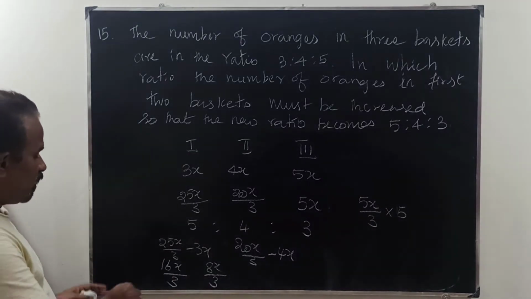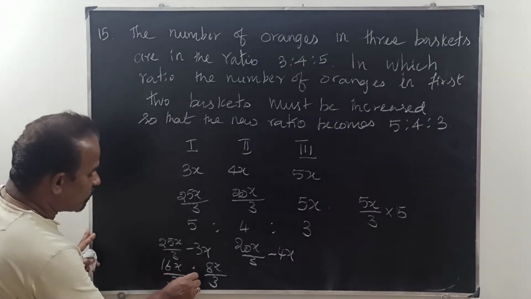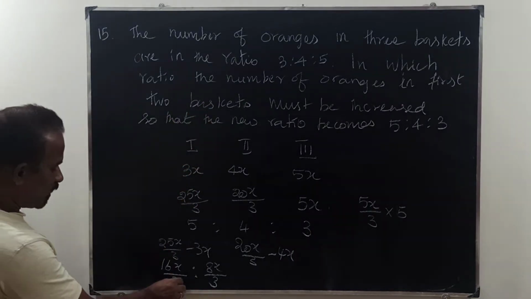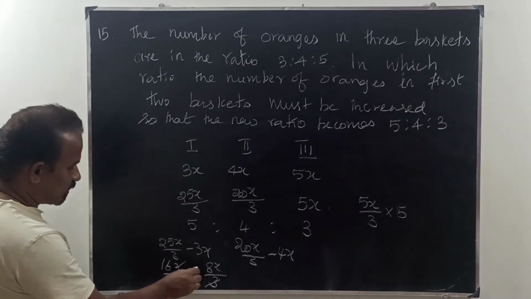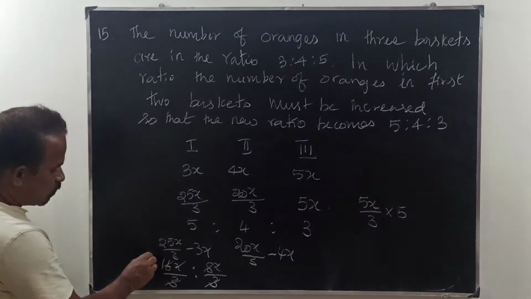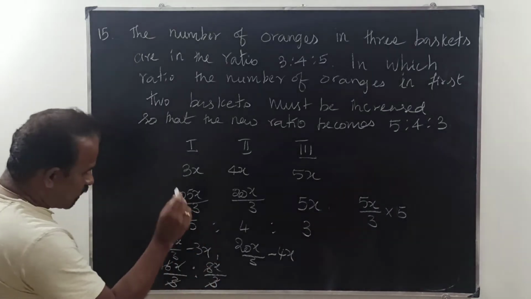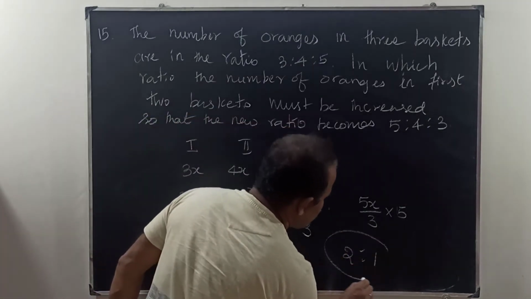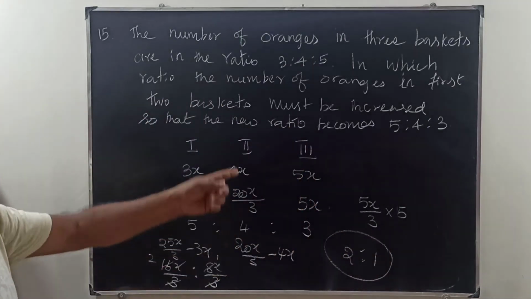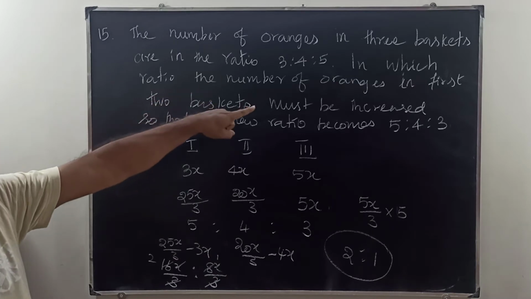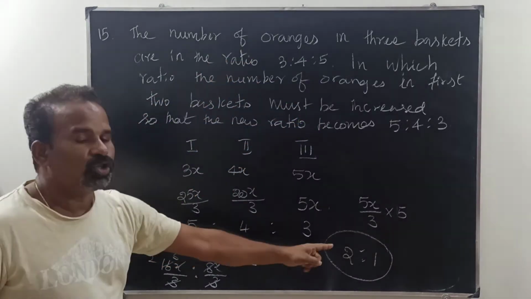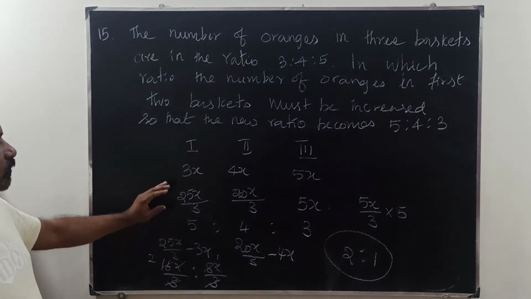So therefore what is the ratio? This ratio only asked. So therefore, 3 cancel, x cancel, 1 8 is 8, 2 8s are 16. Therefore the ratio becomes 2:1. So therefore, in which ratio the number of oranges in the first 2 baskets must be increased? The answer is 2:1. Understood?